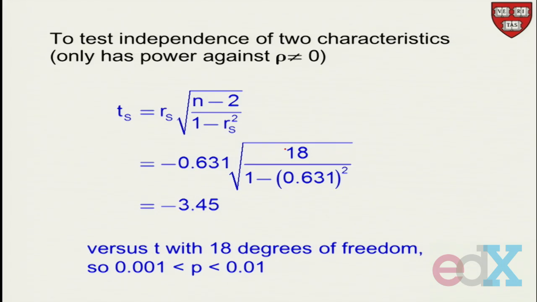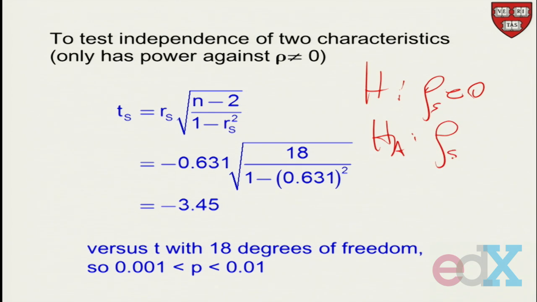Now, the other beauty of Spearman's is that this word linear doesn't appear here. This is truly a test for independence of these two characteristics. Unfortunately, it's only got reasonable power when you're testing the hypothesis H0 that rho is equal to 0 versus the alternative that rho, now this is Spearman's rho, is not equal to 0. But here it is anyway. For this minus 0.631, we're getting a T with 18 degrees of freedom with a very, very tiny P.